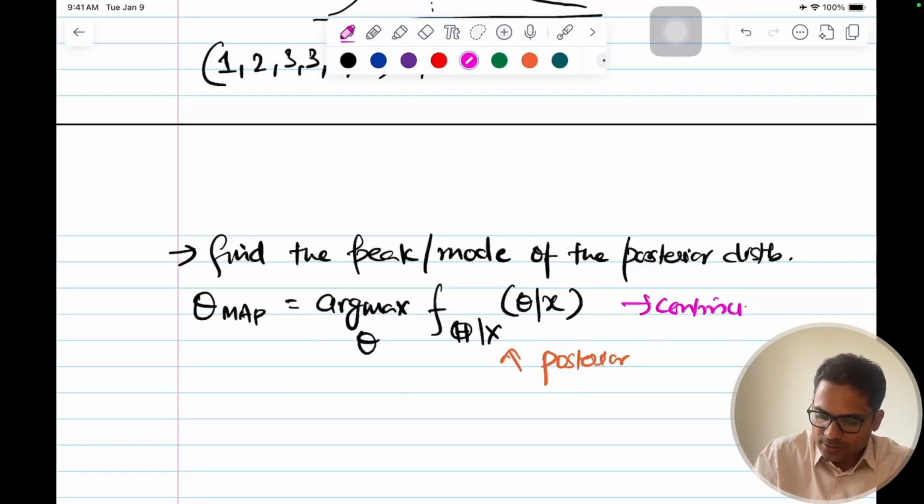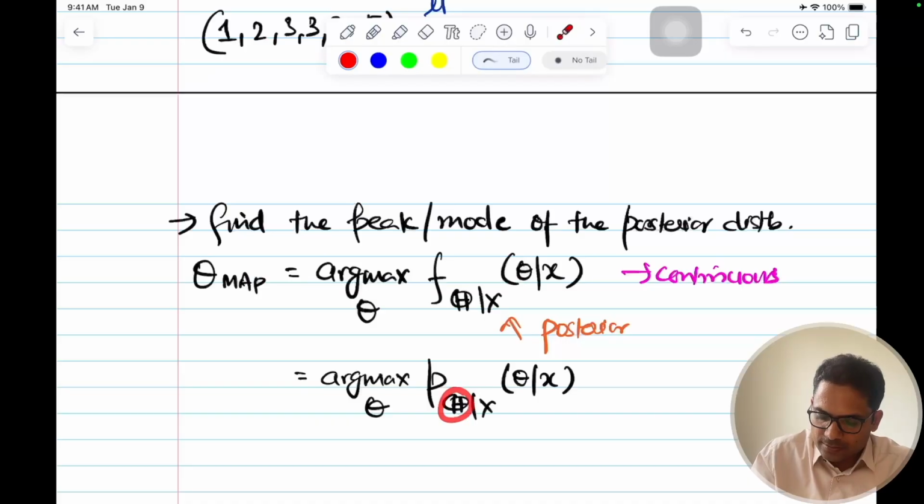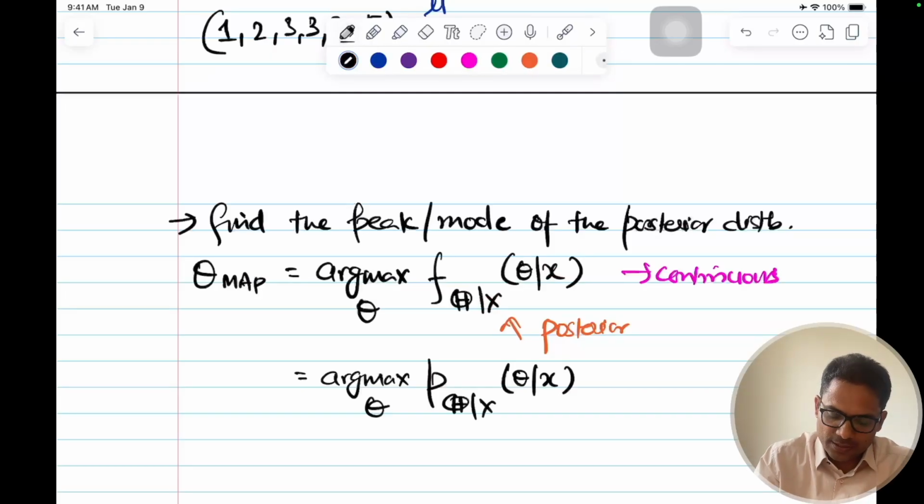Let me write it down so that the symbols are clear. And this will be equal to argmax over theta of the probability of theta given x. This is your capital theta, this is small theta. This is capital X, this is small x. And this is for when theta is discrete.